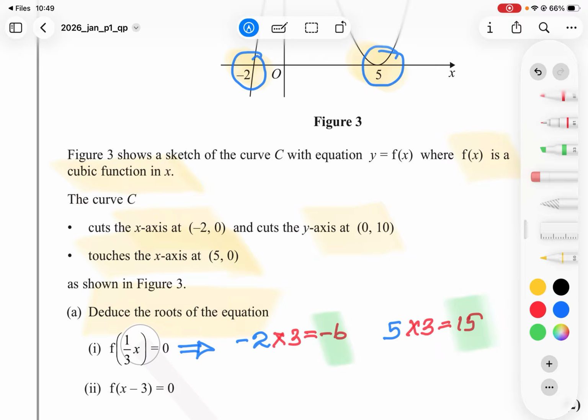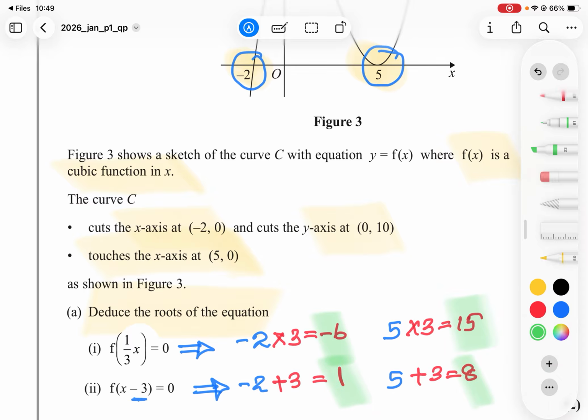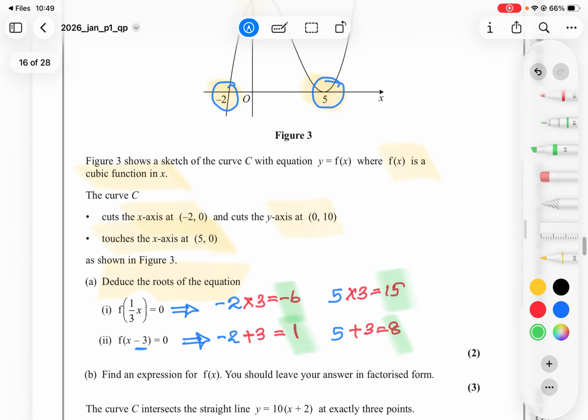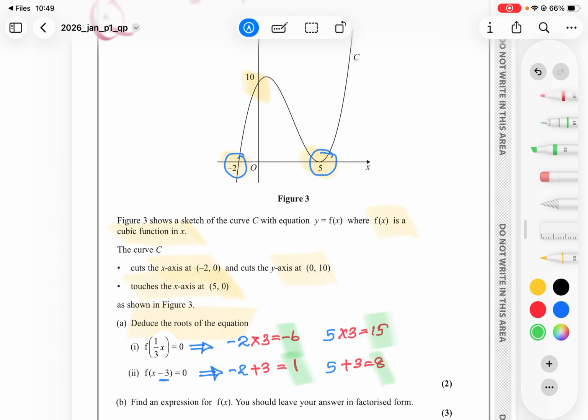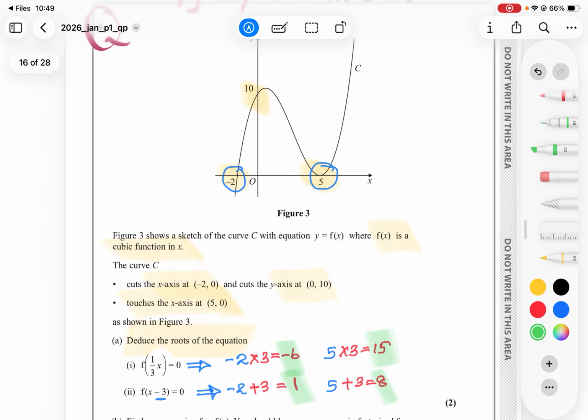Okay, now let's come back to the second part. Here we have x minus 3. So what we have to do is add 3. So it's added by 3, which is 1. Here also added by 3, which is 8. So here the answers are going to be this and this. So these are the answers for part A. Once this is done, part A is completed. Let me erase this.